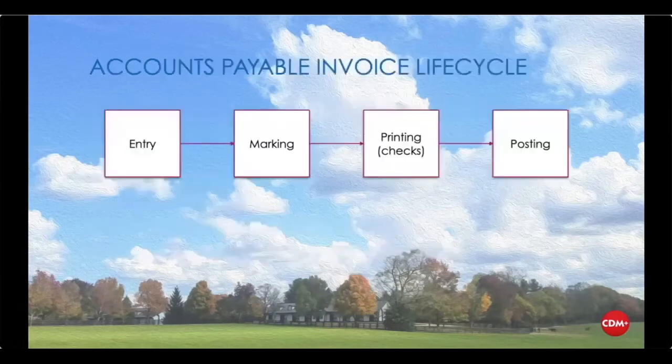Currently, the accounts payable invoice more or less goes through these sort of four stages. I didn't include purchase orders in here, but that could be one leading up to entry. So you put in your invoice. You then mark it to be paid via some method. That could be a check, a credit card, debit card, or auto draw. If you're doing a check, you can print that out, and then you post those invoices to your ledger. This is the way accounts payable works. It's worked this way for many, many years and works just fine.